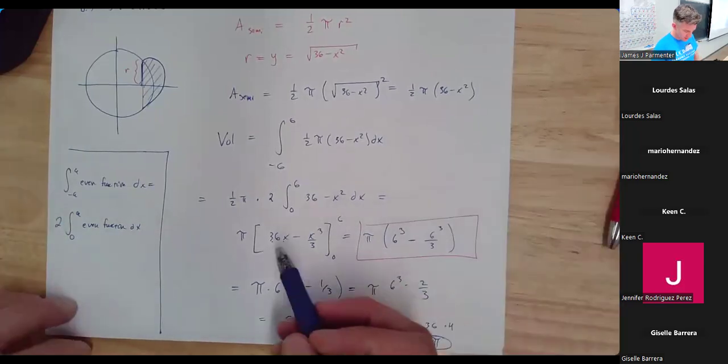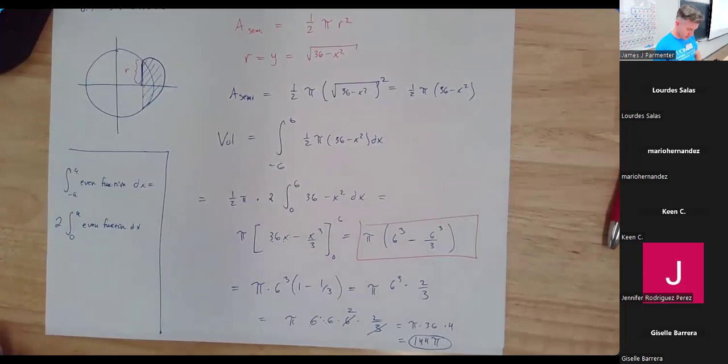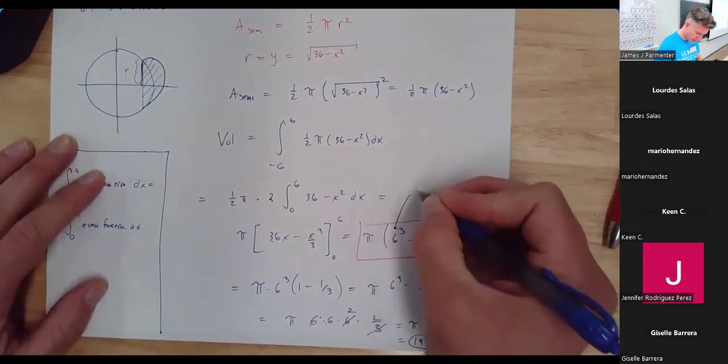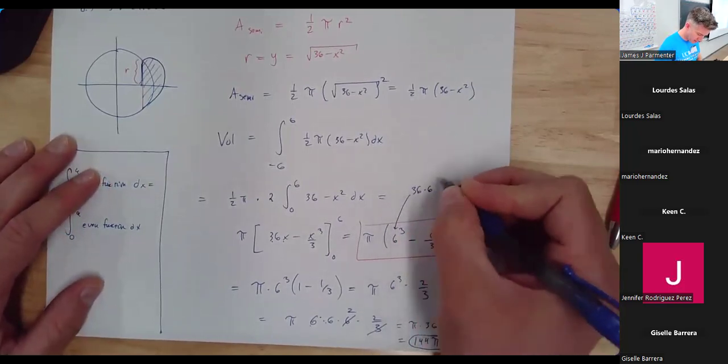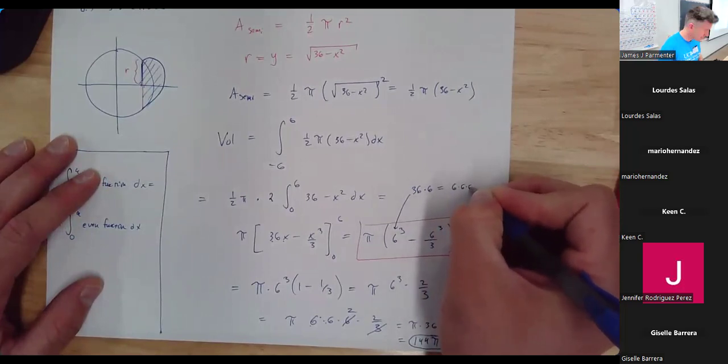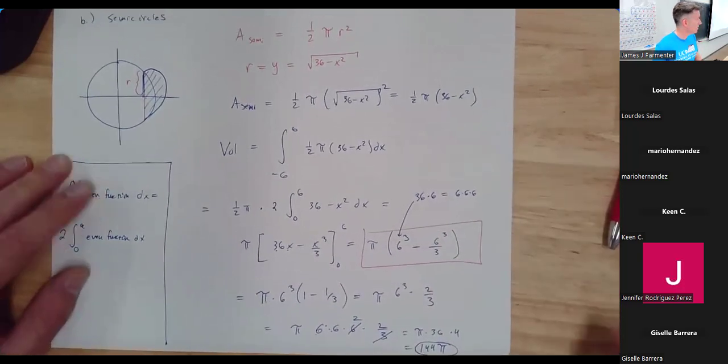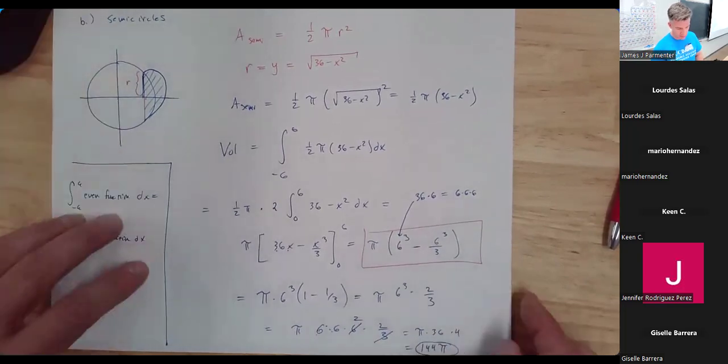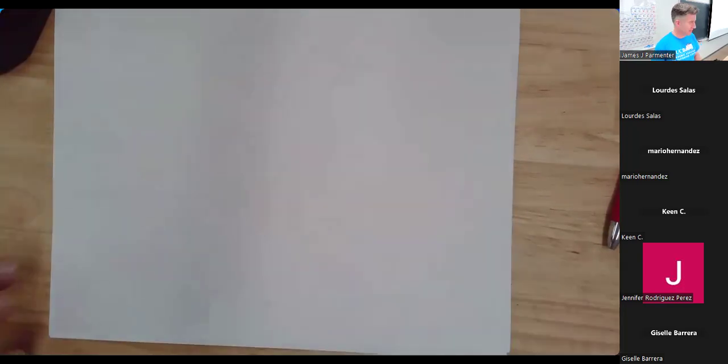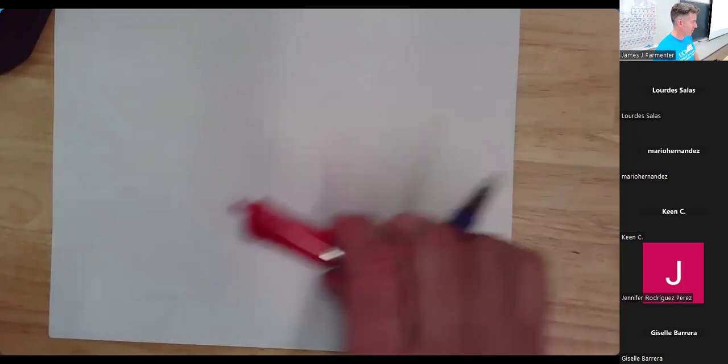Oh, because I know that 36 is 6 times 6. So really this 6 cubed is 36 times 6, but that's just 6 times 6 times 6. Okay, yeah, some concentration differential equations, like a tank problem.